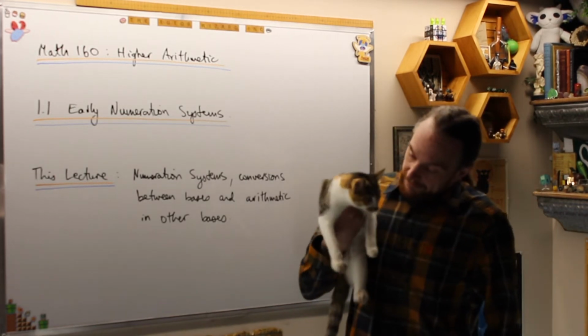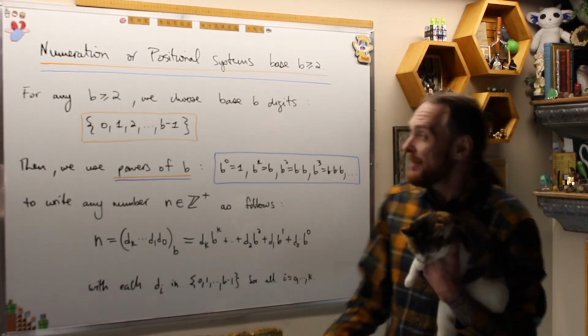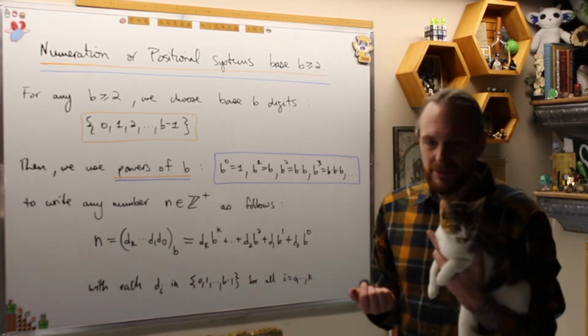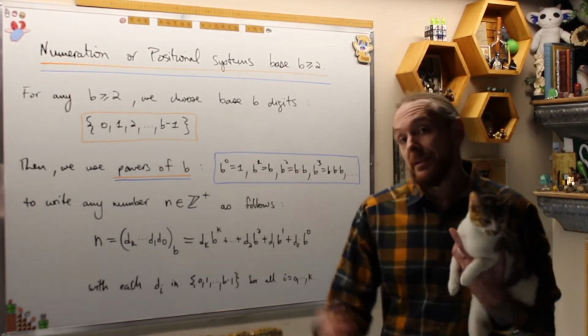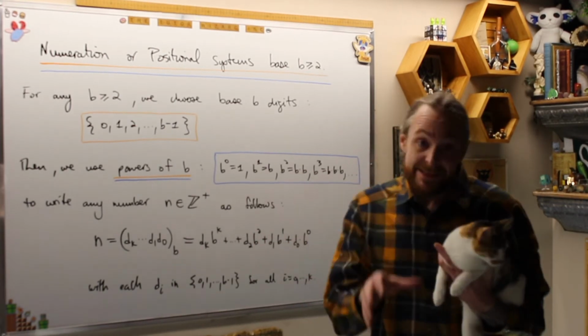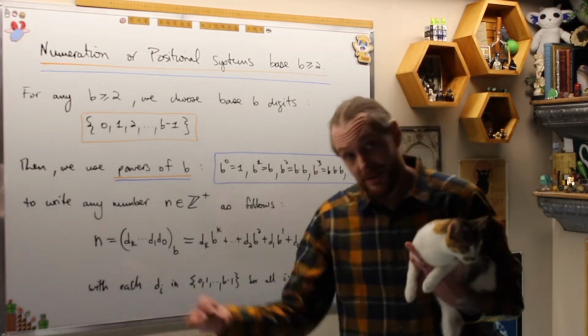Let's get to it. All right, for numeration or positional systems base B, what we're essentially doing is picking a positive integer larger than or equal to 2. So you can pick 2, 3, 5, 7, it doesn't matter. We're going to stick to, usually in these videos and in my classes, base 7 and base 11, because they're both prime numbers and one is less than 10 and one is larger than 10.